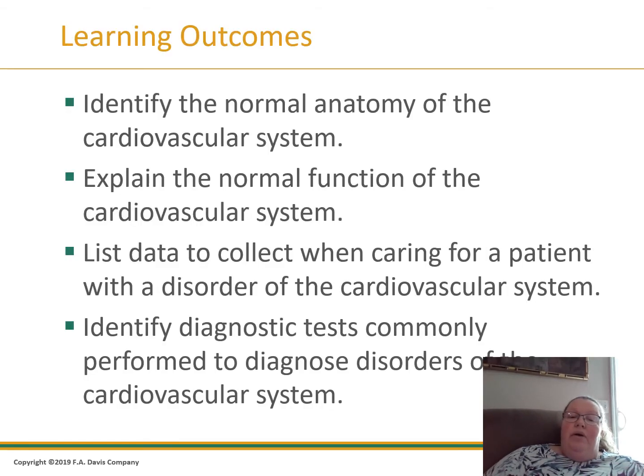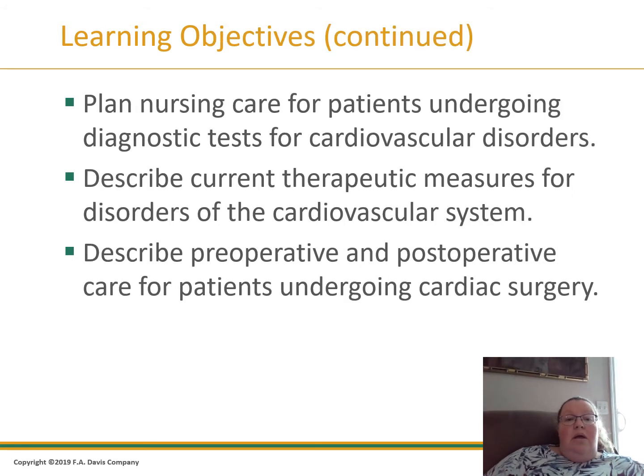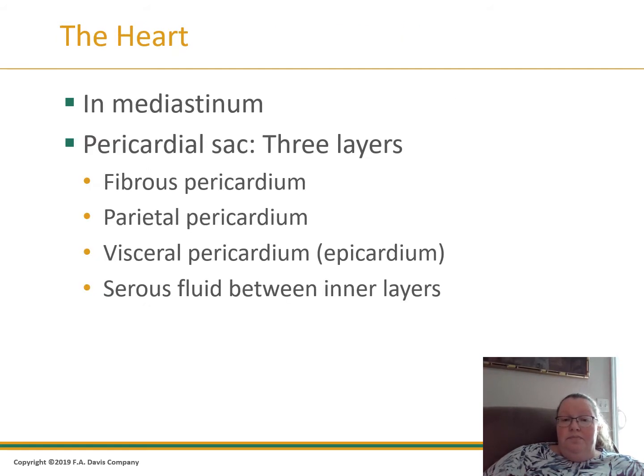All right, so our learning outcomes are to identify the normal anatomy of the cardiovascular system, explain the normal function of the cardiovascular system, list data to collect when caring for a patient with a disorder of the cardiovascular system. Identify diagnostic tests commonly performed to diagnose disorders of the cardiovascular system. Plan nursing care for patients undergoing diagnostic tests for cardiovascular disorders. Describe current therapeutic measures for disorders of the cardiovascular system. Describe preoperative and postoperative care for patients undergoing cardiac surgery.